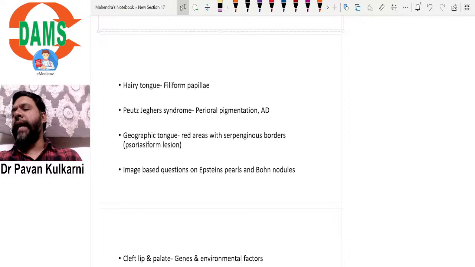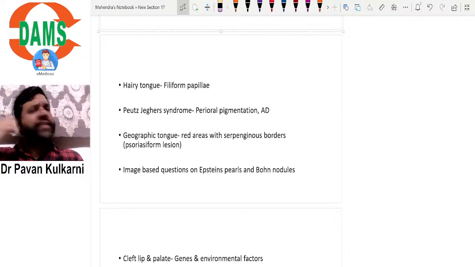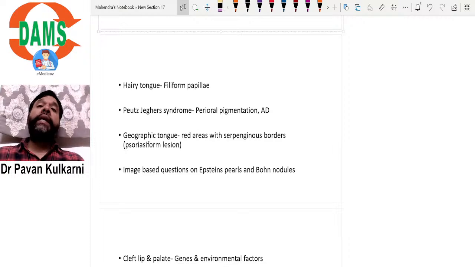There's a question here like, a white patch is also seen in geographic tongue, but predominantly you see red areas, because in geographic tongue there will also be depapillation. You will see, of course, white areas, but characteristic in geographic tongue will be the red areas.